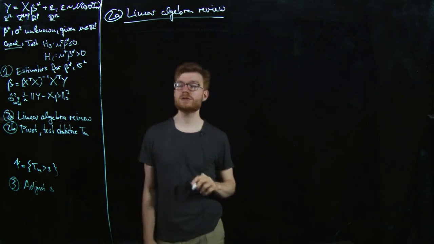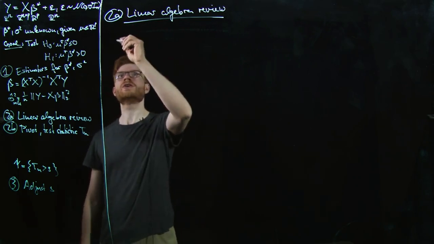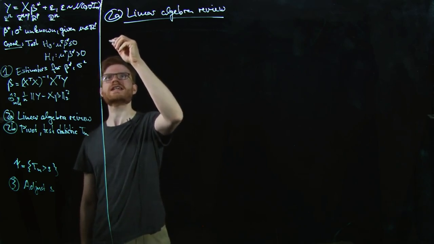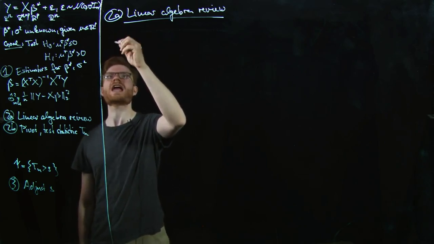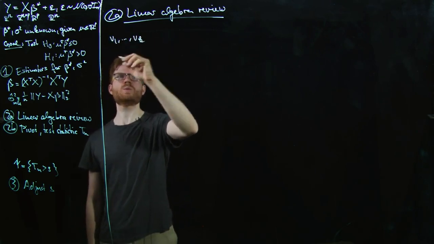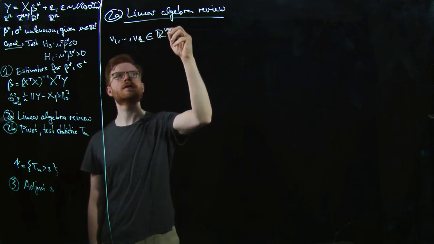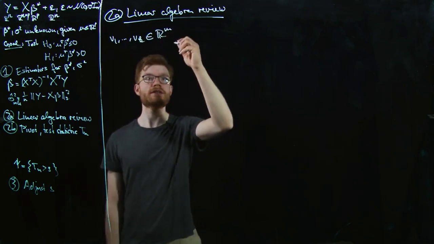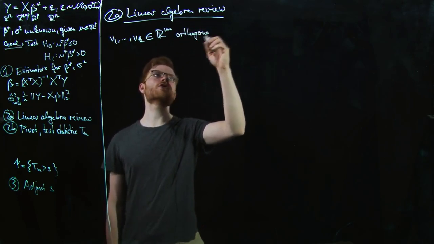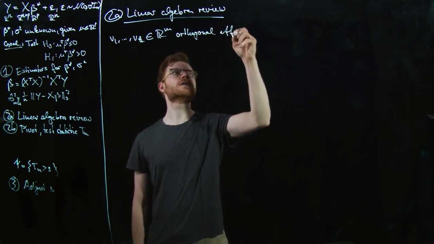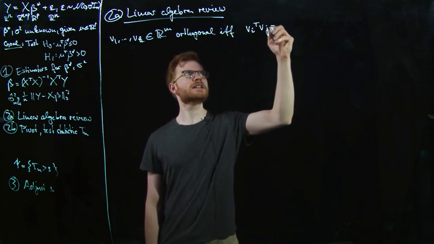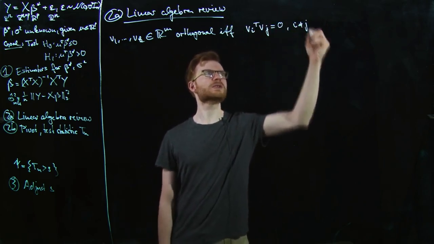So first, let me remind you what orthogonal matrices are. Everything we do will be in R^m. If I have a bunch of vectors v1 up to vk in R^m, then I call them orthogonal if their inner products vi transpose vj is 0 for i not equal to j.